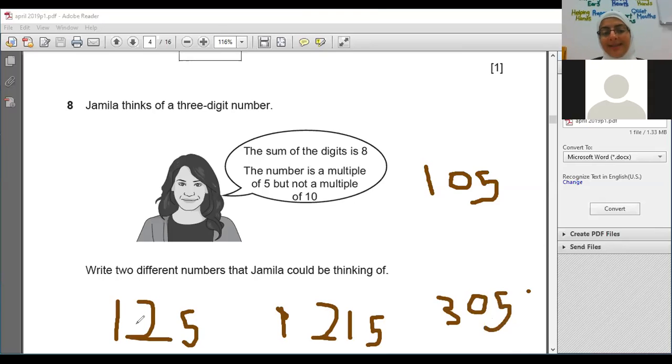When you add the digits, guys, 1 plus 2 equals 3, 3 plus 5 equals 8. So this is an answer that's in table 5 and not in table 10, and the sum of the digits is 8. And so on the other numbers, if you add the digits, you'll find their sum is also 8. Okay, let's go to the other questions.